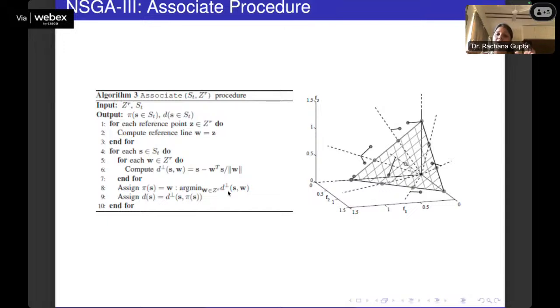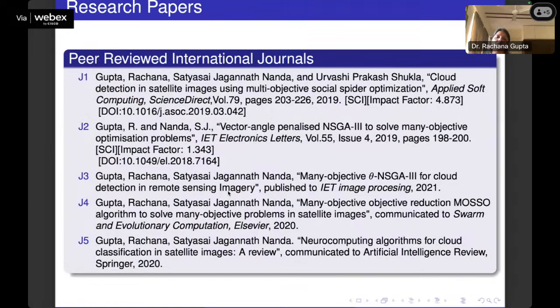We are just replacing the crowding distance module with an associate procedure in NSGA2, which makes NSGA2 into NSGA3.